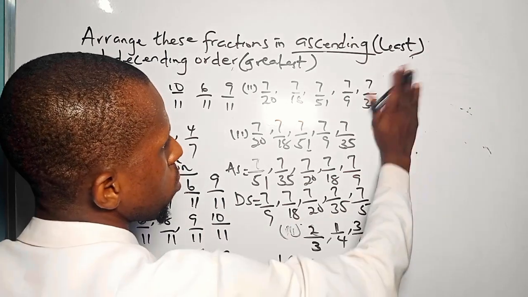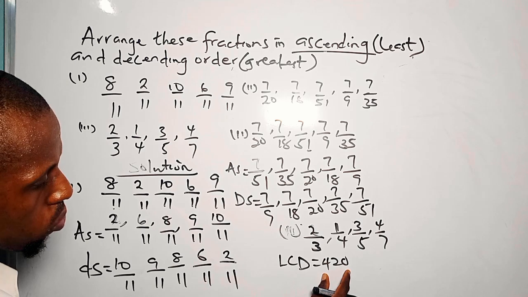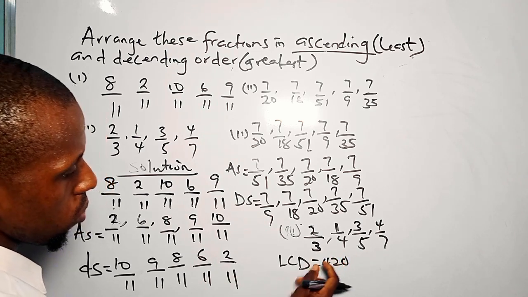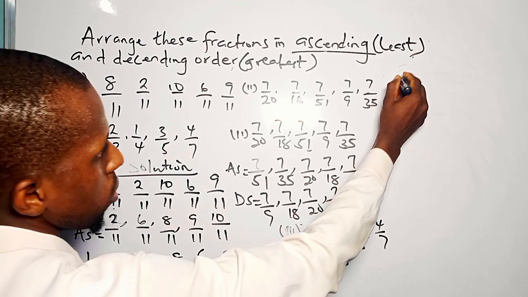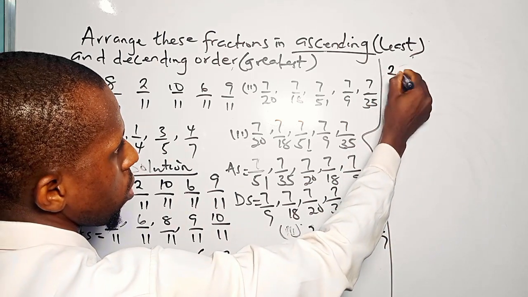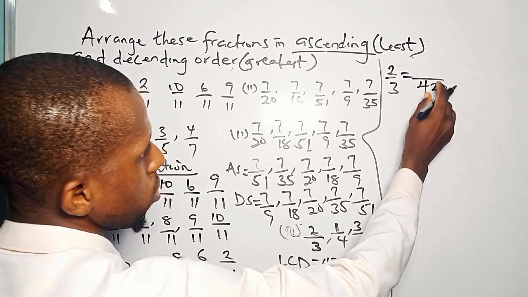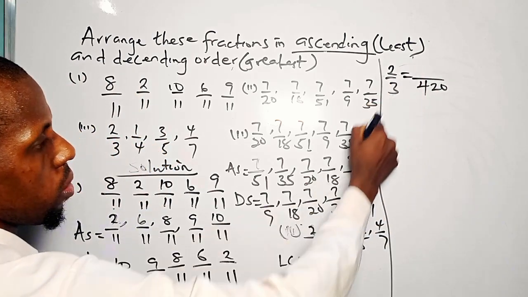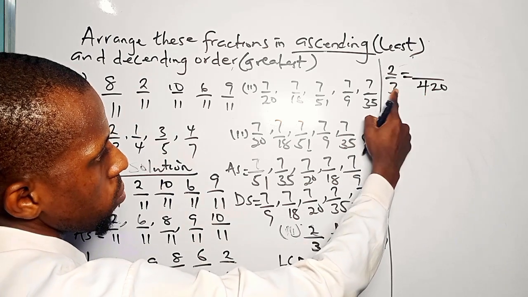So from here we set up 420 as the common denominator, which is common to all these fractions. So for 2 over 3, when we set up 420 as the denominator, we have to look for the missing numerator. So what do we do? We divide 420 by 3.